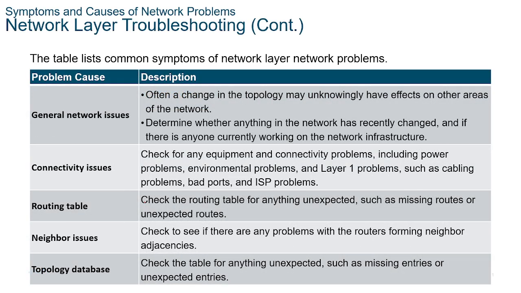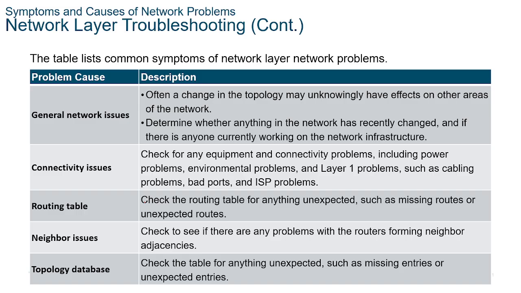General network issues: often a change in topology may unknowingly have effects on other areas of the network, so you cannot just change your topology and go. Determine whether anything in the network has recently changed, and whether anyone is currently working on the network infrastructure. That would be a very good question to ask. Connectivity issue: check any equipment and connectivity problems, including power problems, environmental problems, layer 1 problems, for example cabling or a bad port, or an ISP problem. Routing table, neighbor issues, and topology database are also points that you need to check.